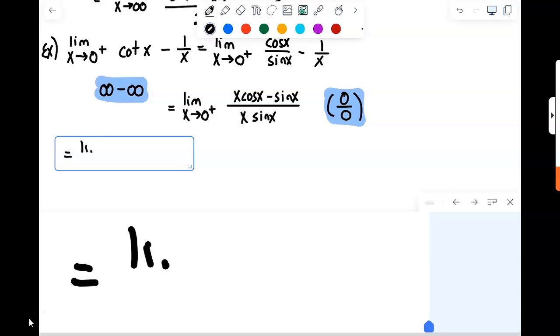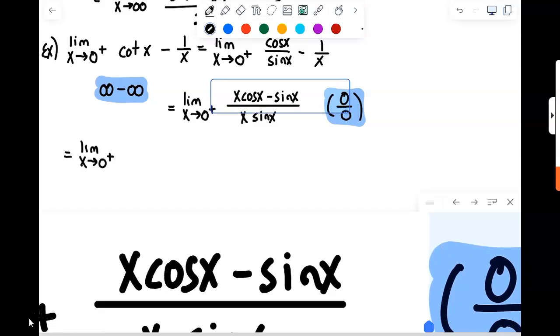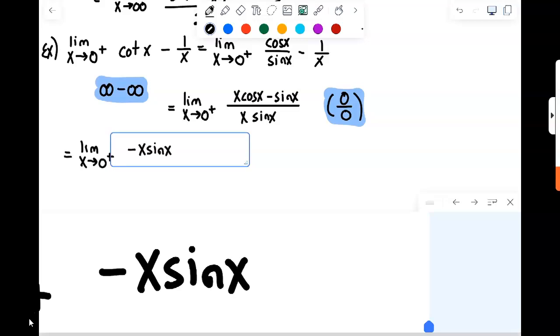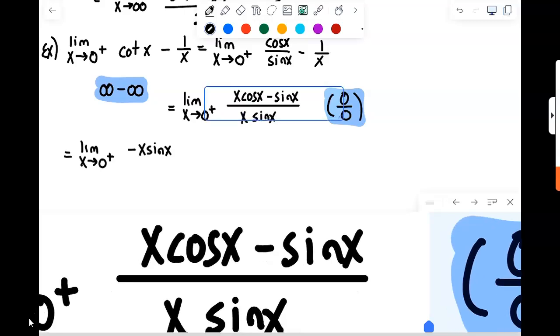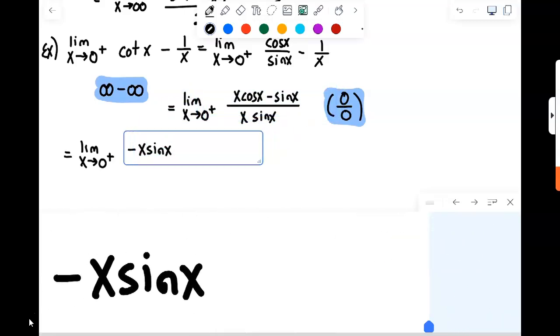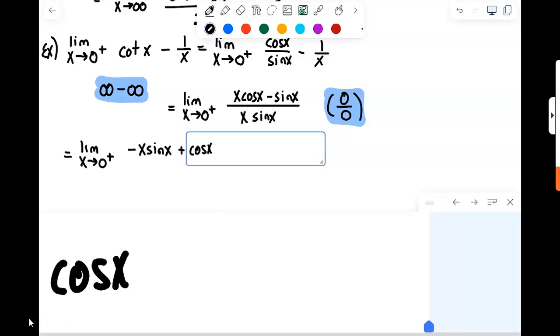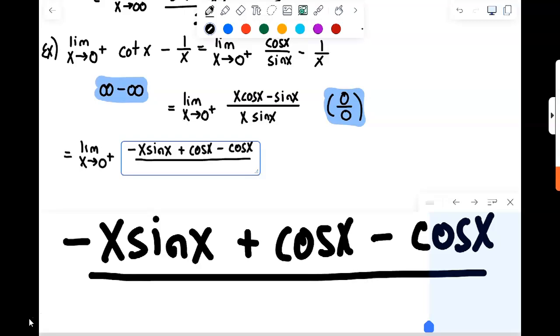So, limit as x approaches 0 from above of the derivative of x cosine x. Well, x times the derivative of cosine, which would be minus sine, so we'd have minus x sine x. And then we'd have cosine times the derivative of x, which would be 1, so it would be plus cosine, and then minus the derivative of sine, which happens to be cosine.